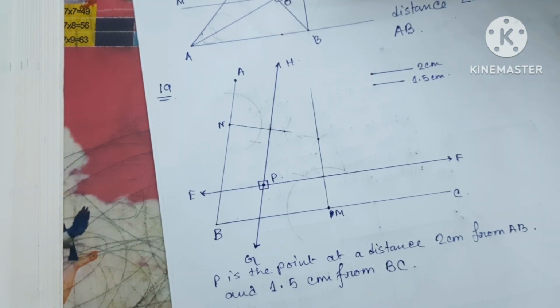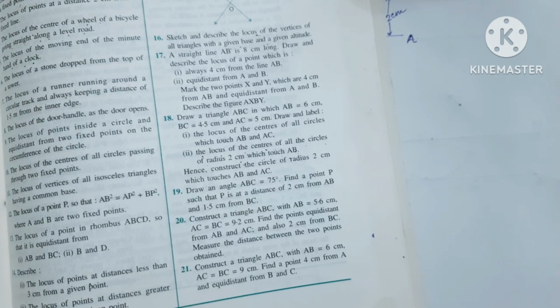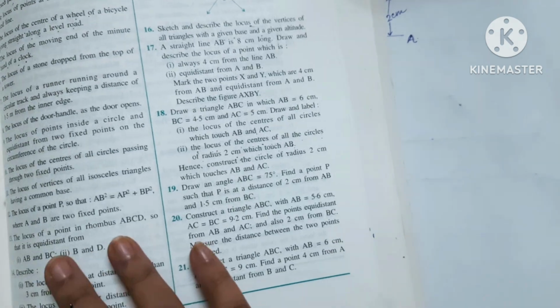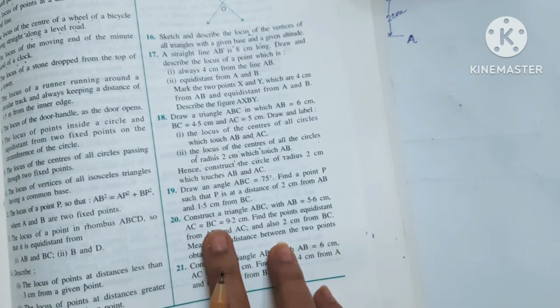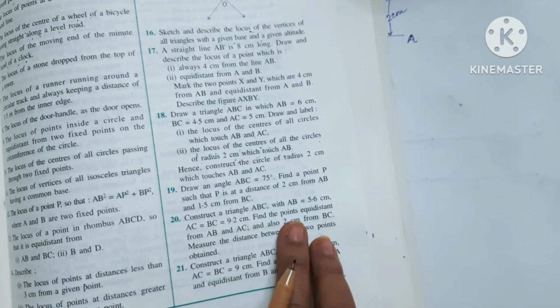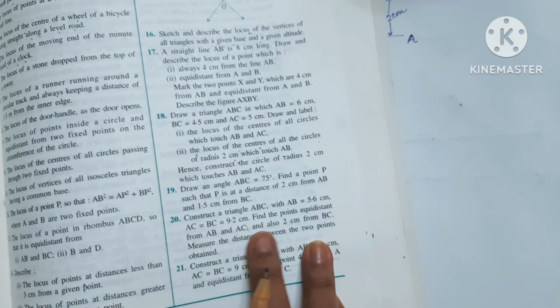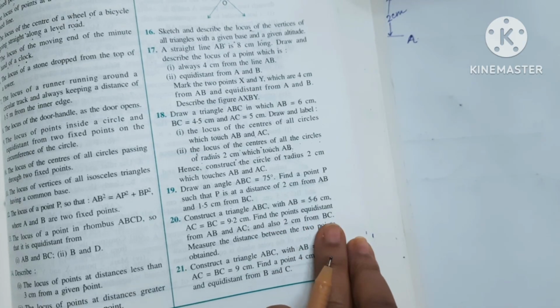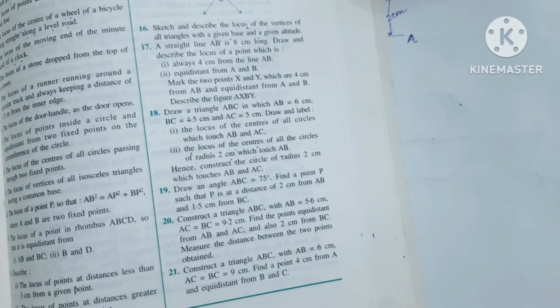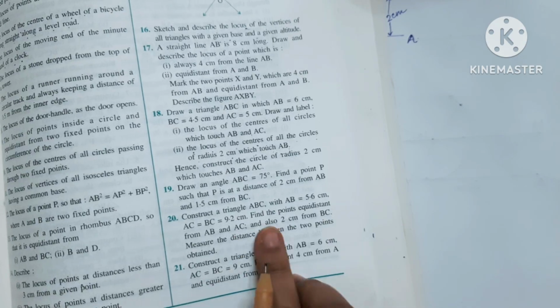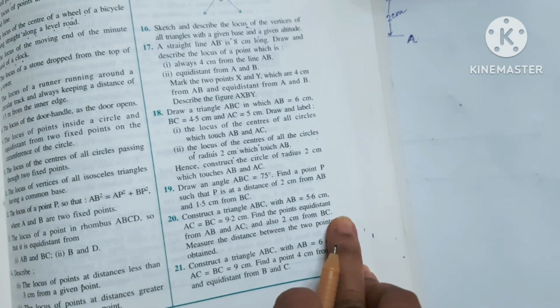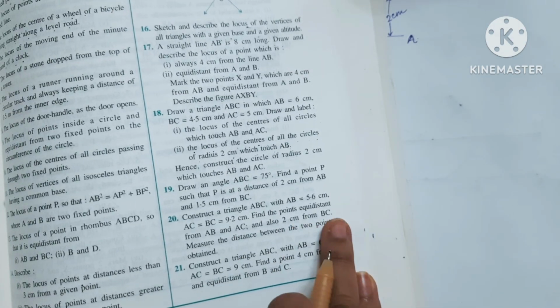Question number 20. Construct a triangle ABC with AB 5.6 centimeter and AC and BC 9.2 centimeter. Find the points equidistant from AB and AC. Equidistant from AB and AC means the angular bisector of BAC. And also 2 centimeter from BC, that means parallel to BC. You need to draw a pair of parallel lines, parallel to BC and at a distance 2 centimeter from BC.